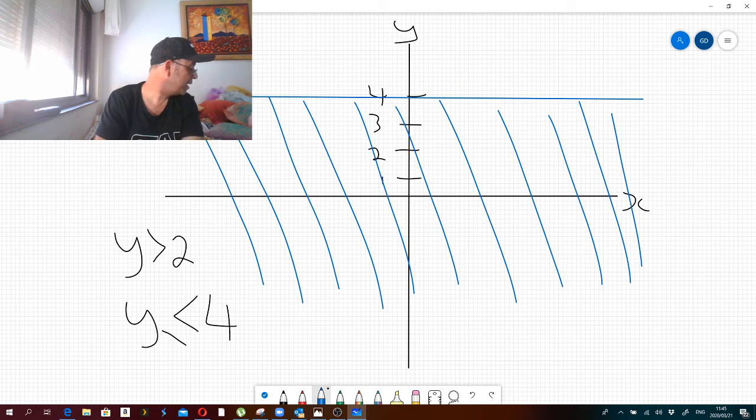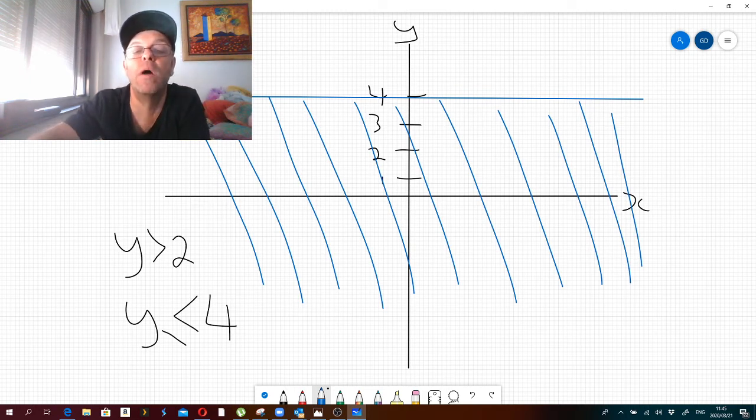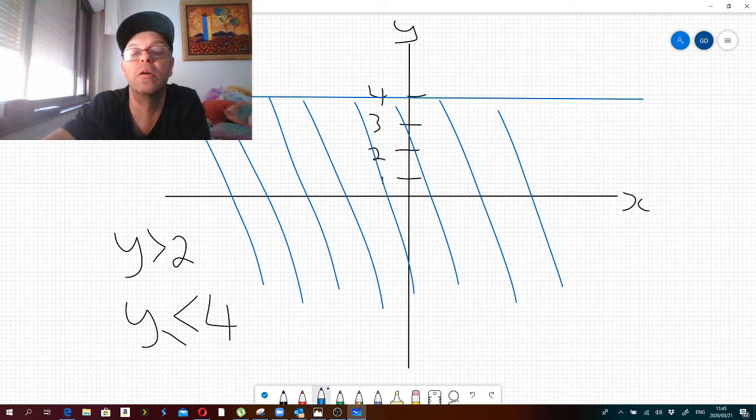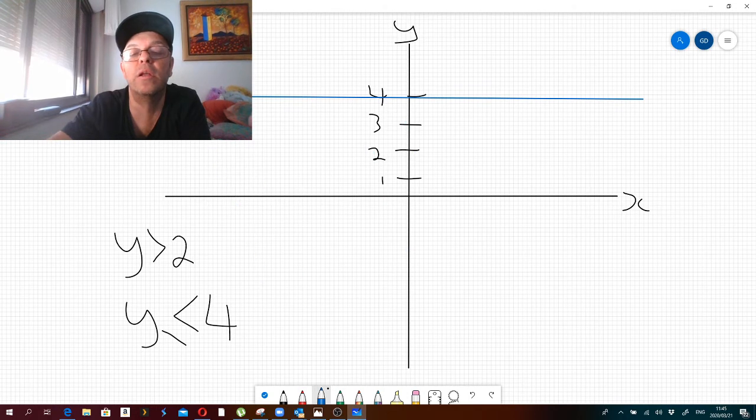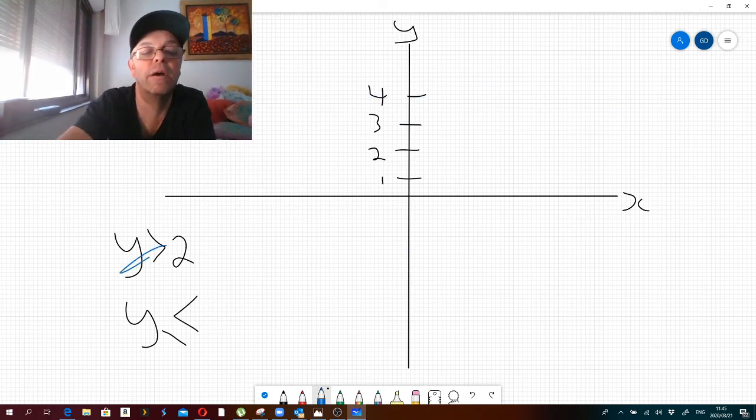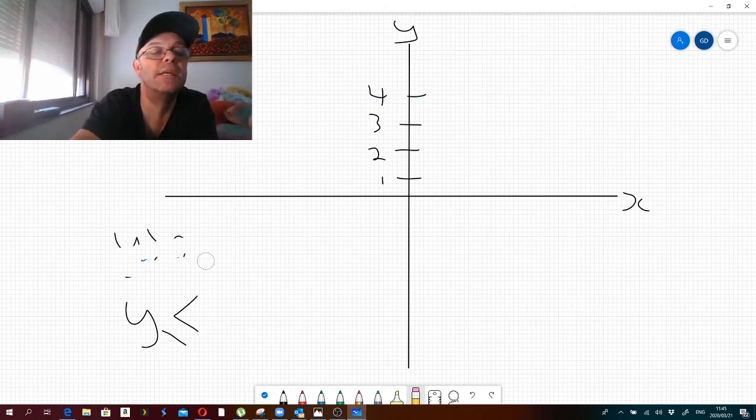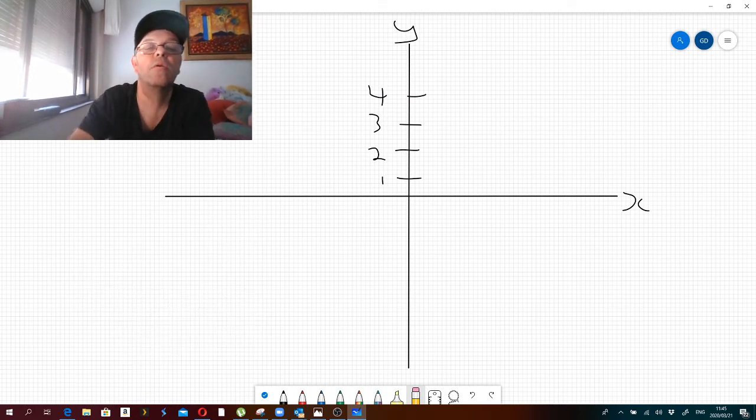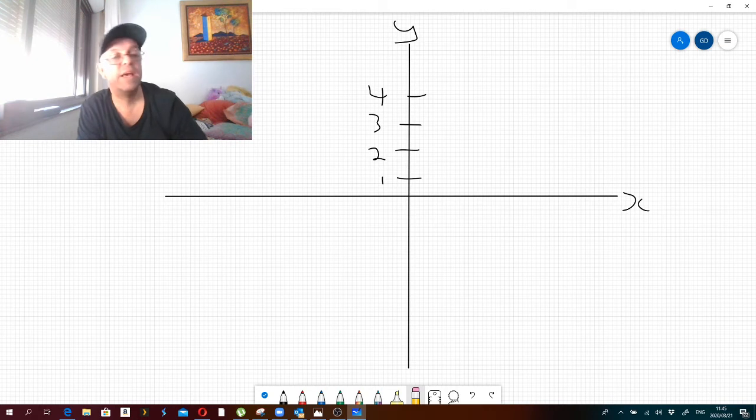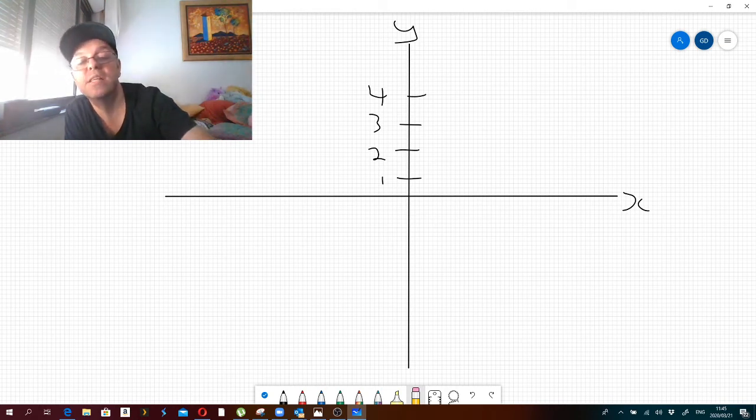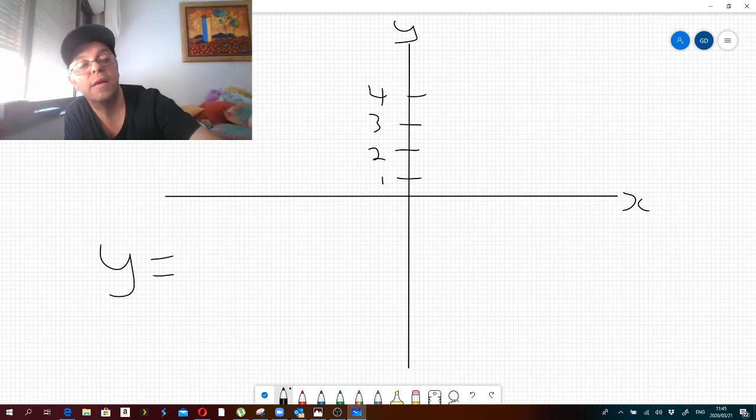Okay, number E says y must be greater than 2x plus 1. Okay, so this time let's go and see what our inequality looks like. Alright, so I'm just going to erase these. Right, y must be greater than 2x plus 1. So the first thing is, let's see what y equals 2x plus 1 looks like.